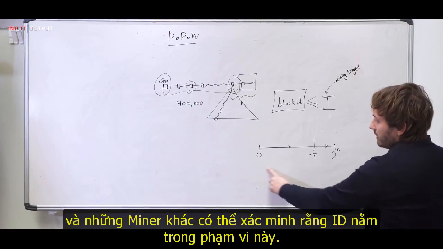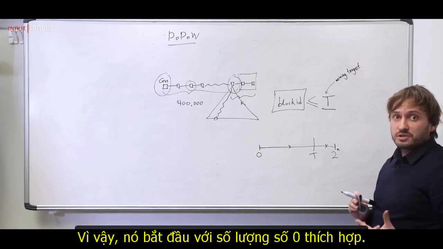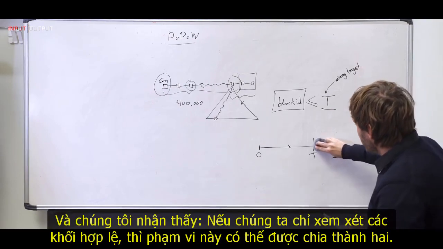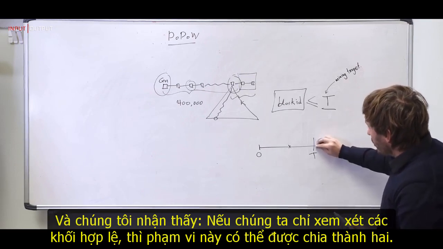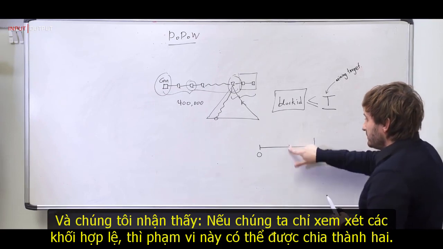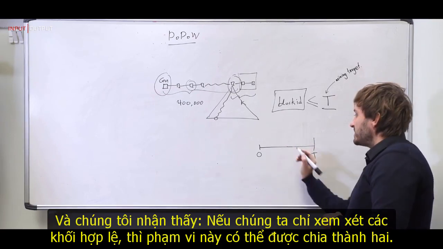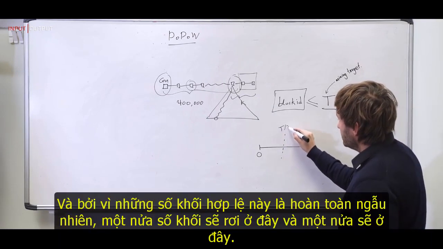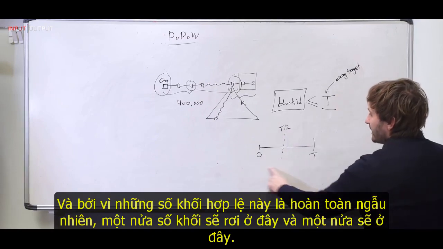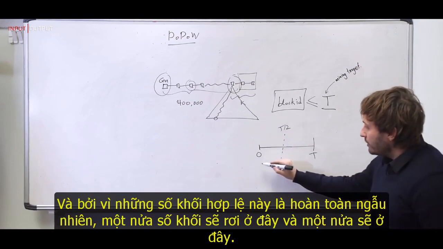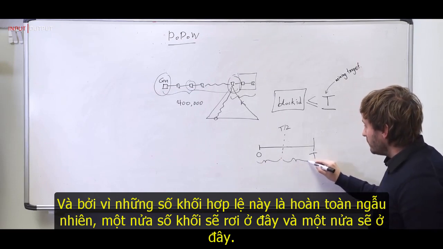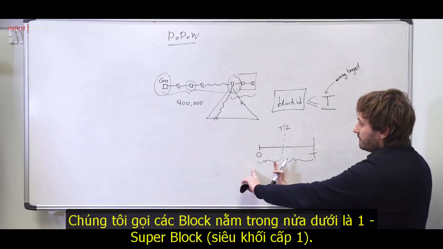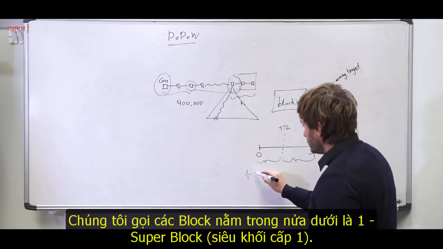and the others can verify that the ID falls within this range. So it starts with the appropriate number of zeros. But here's something that we noticed. If we look at only the valid blocks, then this range can be split into 2. So this is 2 t-halves. And because these numbers of valid blocks are completely random, half of the blocks will fall here, and half of the blocks will fall here. We call the blocks that fall within this range on the lower half superblocks, or 1 superblocks.